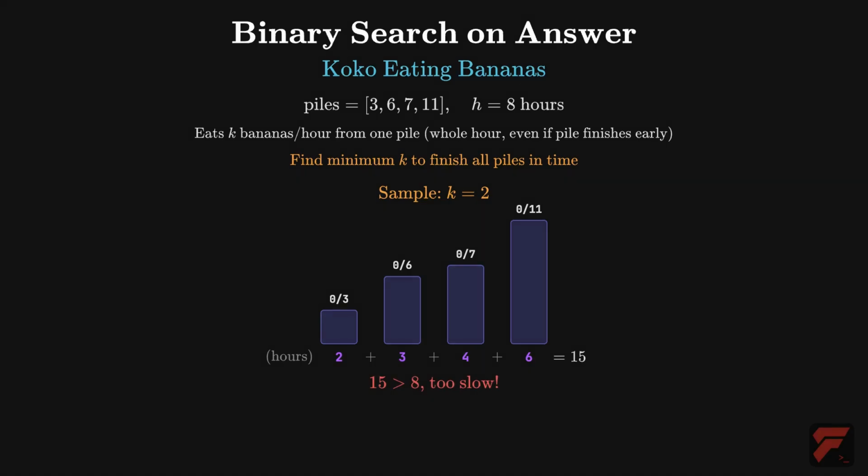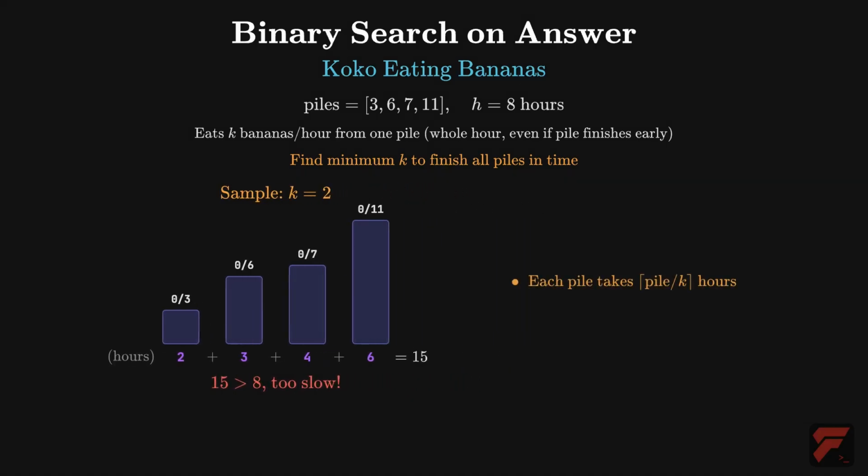So each pile takes ceiling of pile size over k hours. Any leftover still costs a full hour. And since each pile's time depends only on its own size and k, the order she eats them doesn't matter.